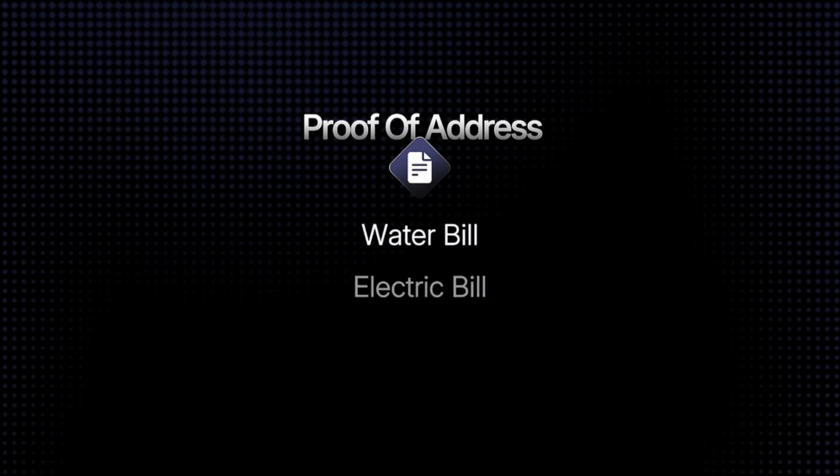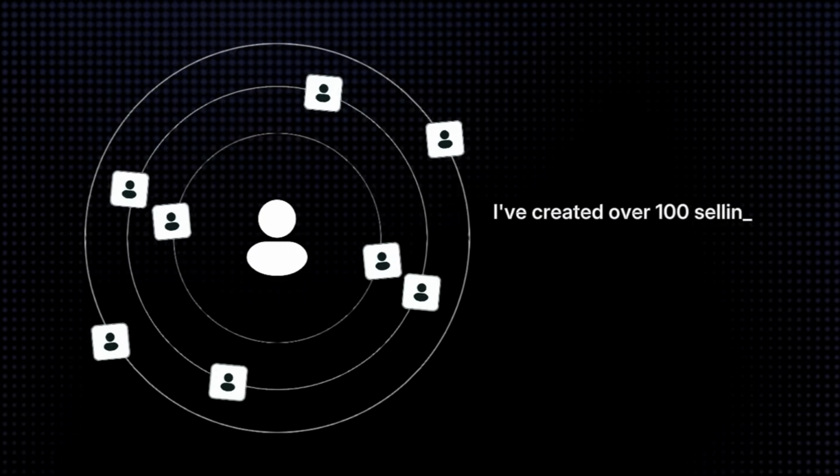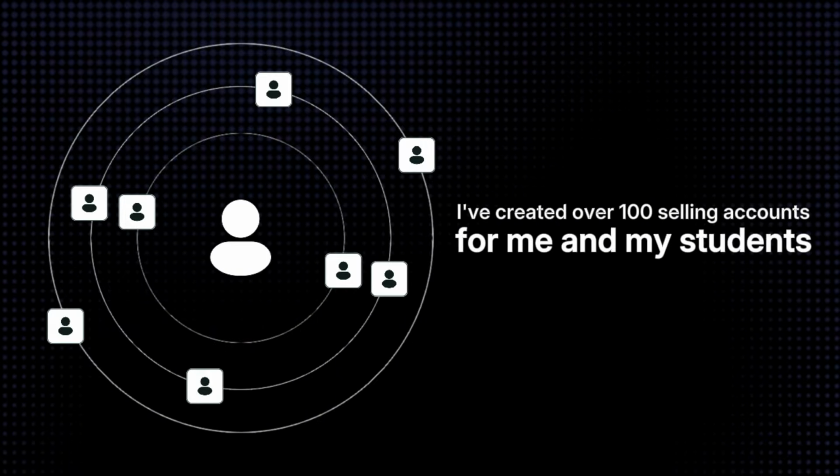Proof of address is many things. They just added a few new options. It could be a water bill, it could be an electric bill, it could be a bank statement, which is what we prefer and what we do with all our students. It's just the easiest. It's a downloadable PDF online, either on your phone or on your desktop. So you'll go through that process. It's a pretty straightforward process. I think in my lifetime, I've created over 100 selling accounts for me and my students.